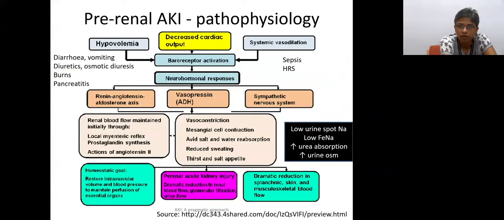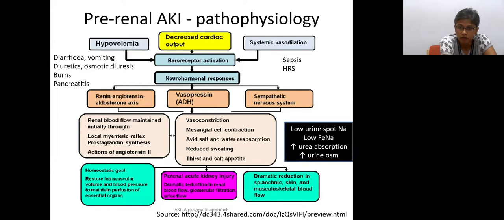So in prerenal acute kidney injury, basically there is decreased perfusion to the kidney. And this results in the renin-angiotensin and the vasopressin system and the sympathetic nervous system getting activated. And all they try and do is somehow try and maintain blood flow to the kidney. What they do is therefore to vasoconstrict, because they want to maintain the perfusion pressure. They cause vasoconstriction and try and reabsorb salt and water. Okay, so what this does is that therefore the urine output will drop.